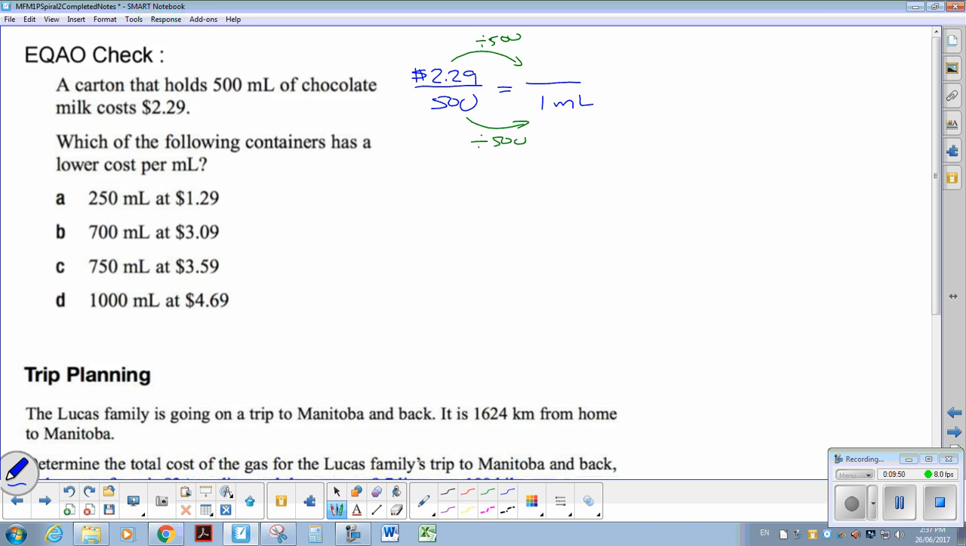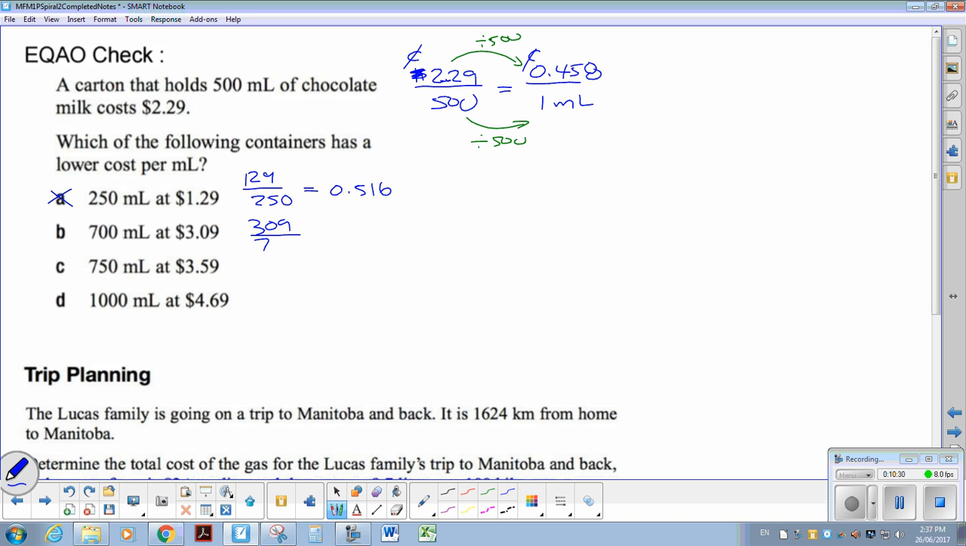So let's go to cents. Instead of $2.29, let's do it as 229 cents. 229 divided by 500 is 0.4458. That's in cents per milliliter. Now we have to do that with each one. So 129 divided by 250. You can see that we're just doing a straight division here. Divide by 250, so 0.516. That one is more, so that's not the answer.